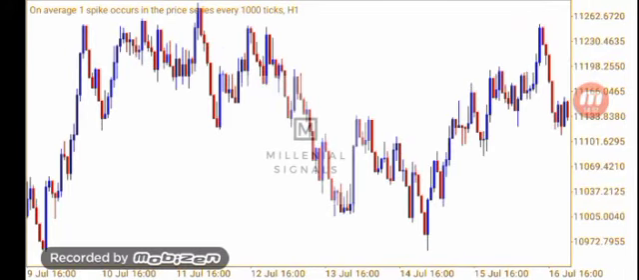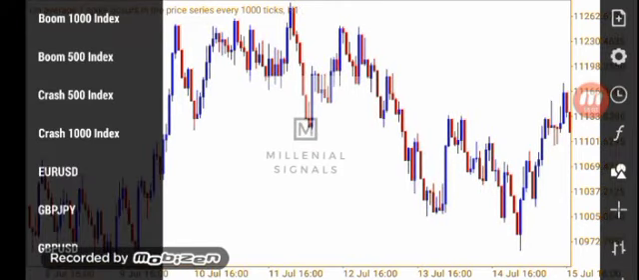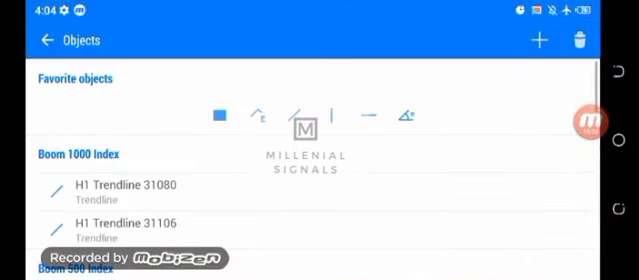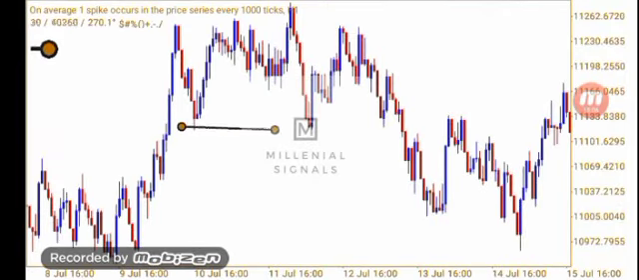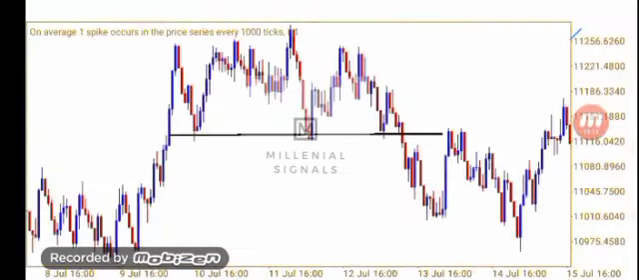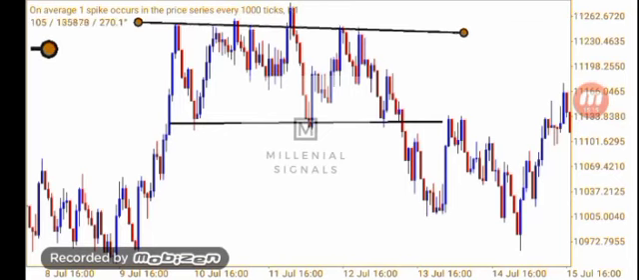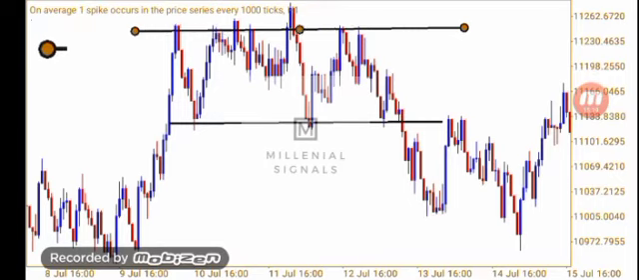So here is an example of what I'm talking about. Now let's first identify those levels. This is my support level, and this is the resistance.